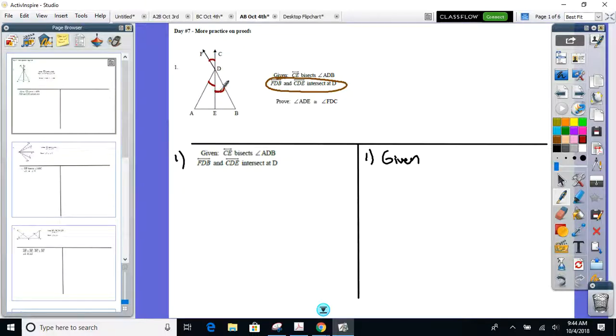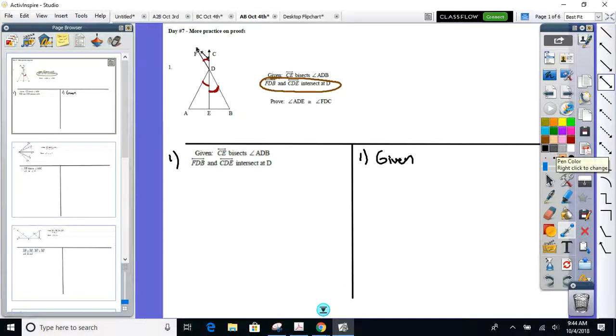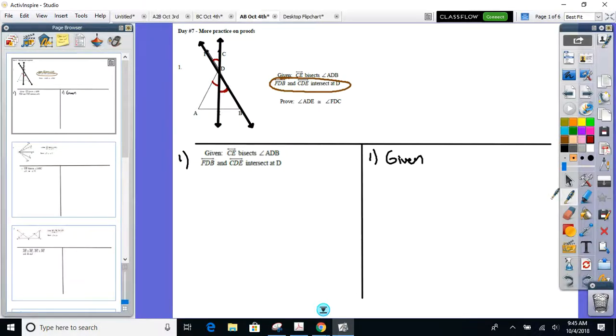The top one right here, FDC and BDE. I'm not going to mark it congruent again. If you need to highlight the intersecting lines, do so. See those vertical angles sticking out big time now. Okay, how am I going to get to ADE? Now these two being equal, because that's what it's asking me to prove. You guys showed me why these two are equal.